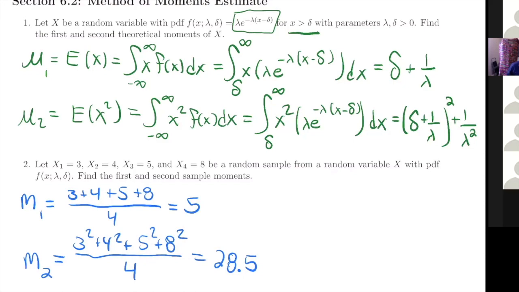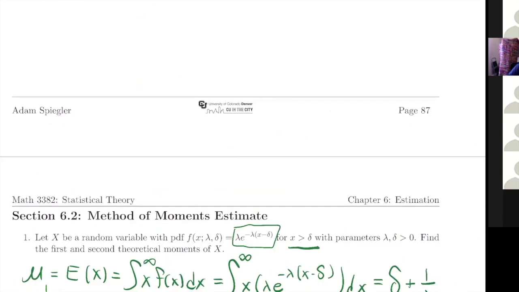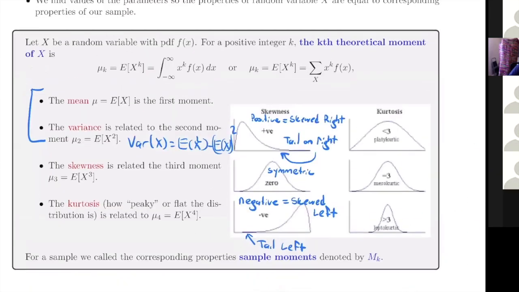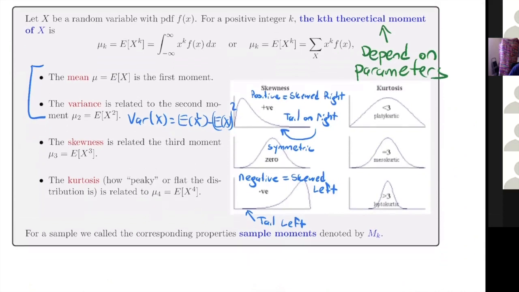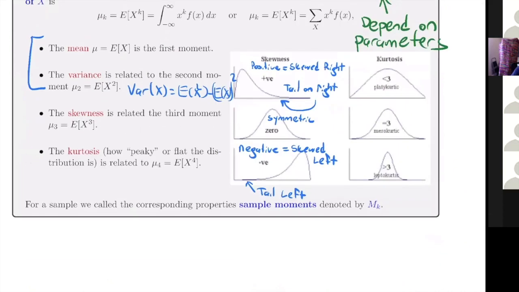So these theoretical moments, just to come back over here, are going to depend on however many parameters we have. In our case, it was delta and lambda. When we calculate the moments, these are going to be values we calculate.